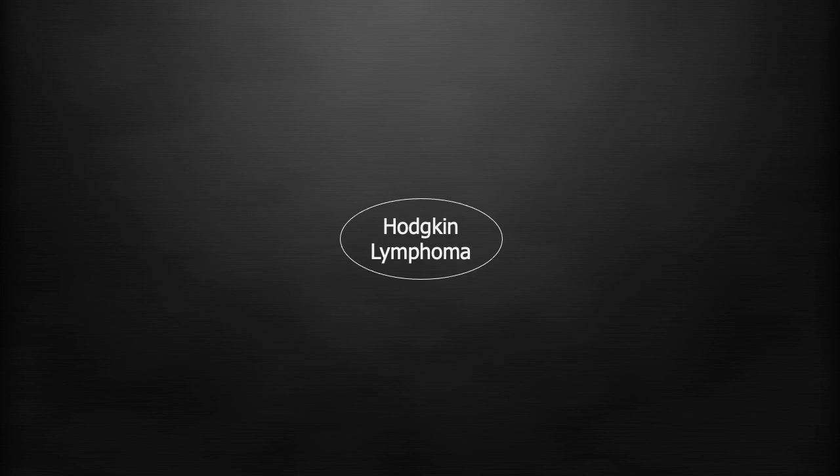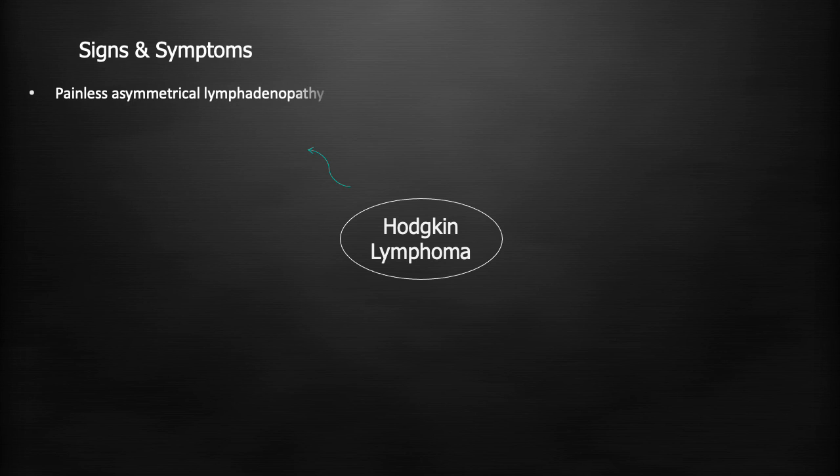Before we wrap up, let's go over the key points of Hodgkin lymphoma again. The common signs and symptoms of Hodgkin lymphoma include painless asymmetrical lymphadenopathy, splenomegaly in 50% of the patients, and constitutional symptoms, for example, hypermetabolism symptoms like fever, weight loss, and anorexia.